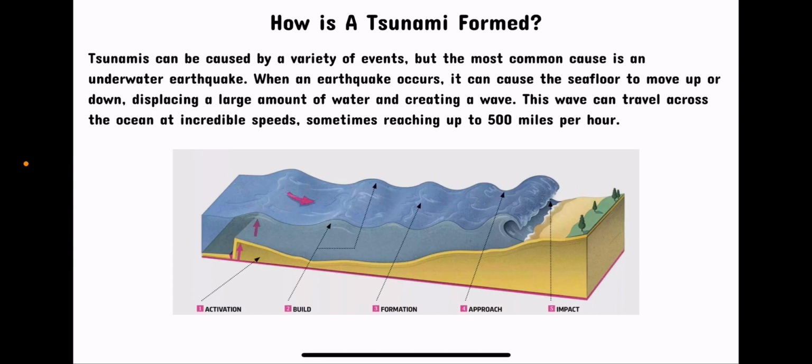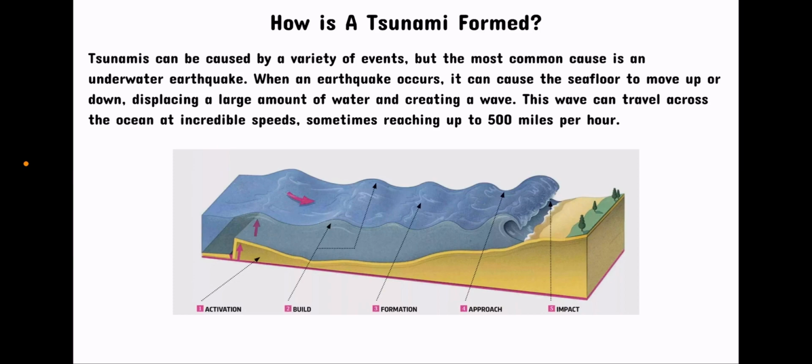So how are tsunamis formed? Tsunamis are formed by a release of energy or an underwater earthquake. When an earthquake occurs, it causes the energy from the seafloor to move up and down, which displaces a large amount of water and creates a wave. This wave can travel at immense speeds, with the velocity reaching up to 500 miles an hour.